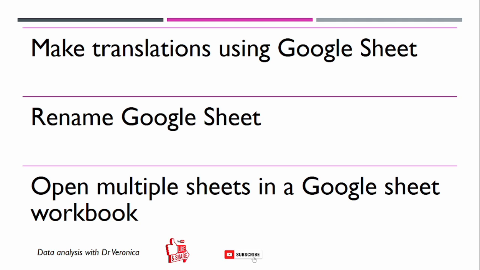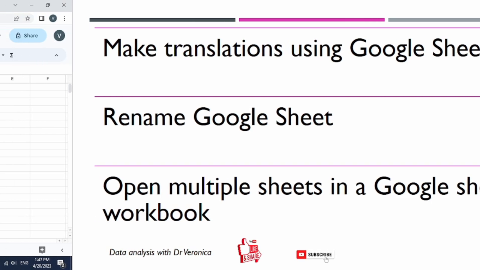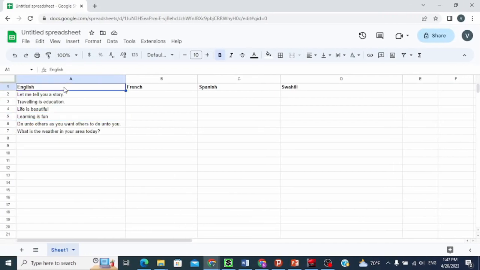And we will also look at how to rename Google Sheet and how to open multiple sheets in a Google Sheet workbook. So I have in column A some sentences written in English. And I want to translate these sentences to other languages such as French, Spanish, and Swahili. There are a wide range of languages that you can translate to and from. It is not restricted to the languages that you see in this video.